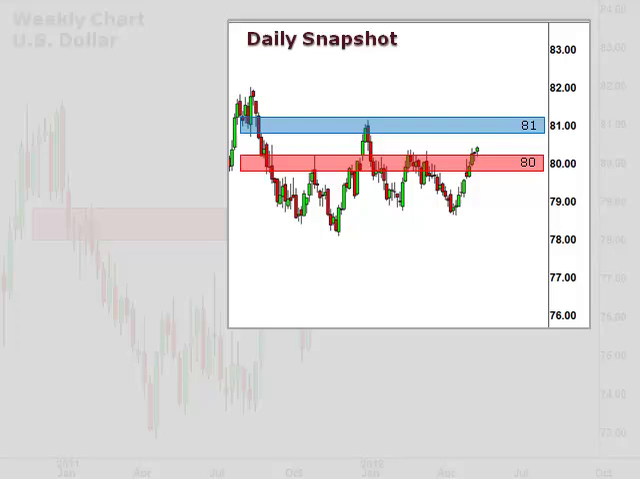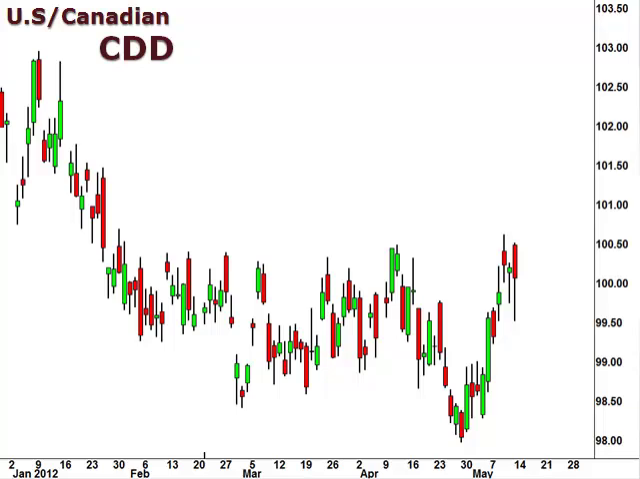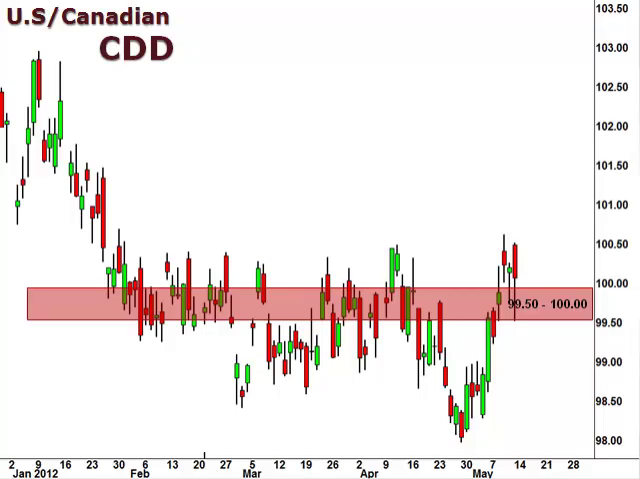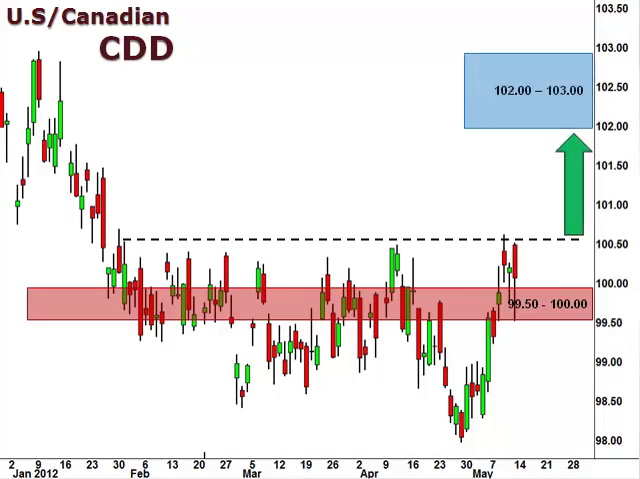Let's take a look at the daily snapshot. The daily chart indicates 80 as the new support, with our next upside target for this week at 81. Next up, the CDD, the US dollar versus the Canadian dollar. Well, the CDD has broken through the 99.5-100 focal zone, which now becomes a new support. However, we need to see a close above 100.5 to confirm a continuation into the 102-103 box.